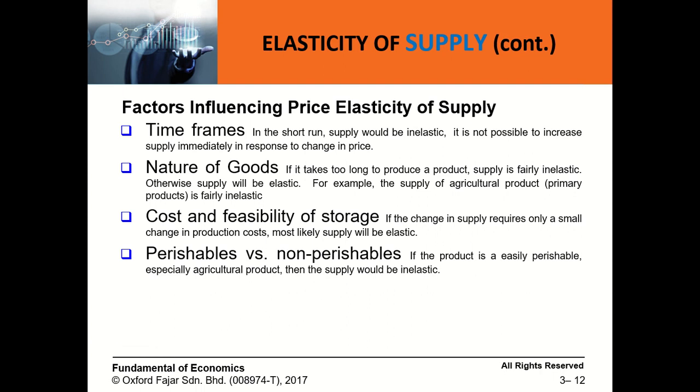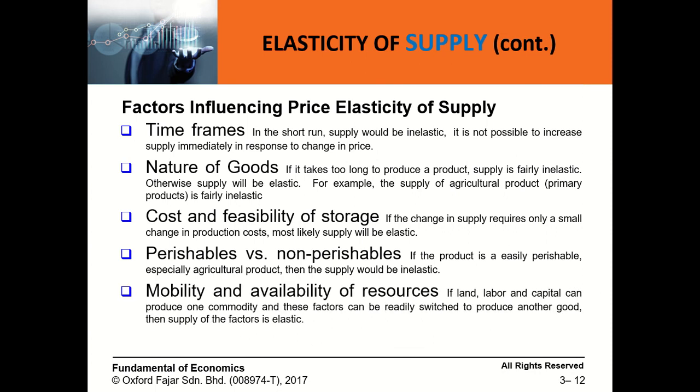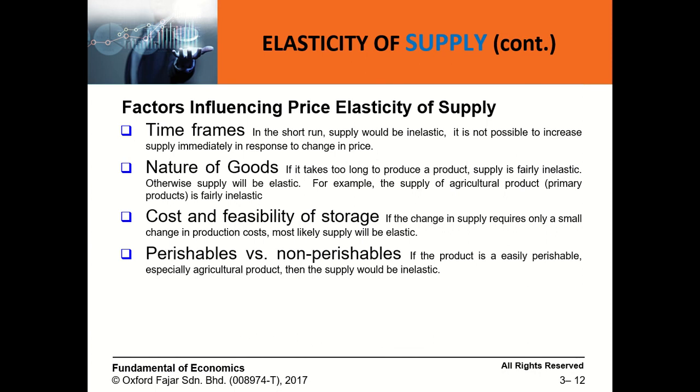And the next thing is called perishable and non-perishable goods. Perishable means goods that are not long lasting. They cannot withstand, let's say, climate, and so on and so forth. As for the non-perishable, they are durable goods, such as cars. They are durable. They can be used for 20 years. But for perishable goods such as agricultural products, let's say vegetables, the supply would be inelastic.